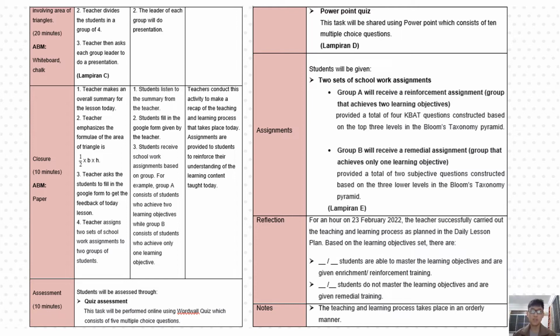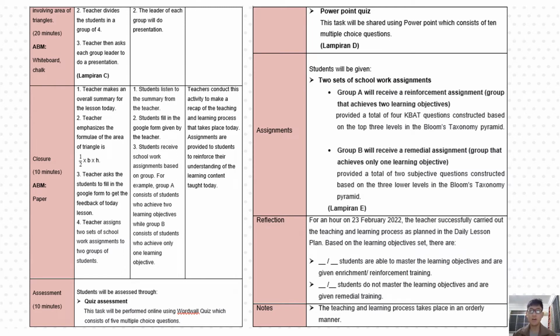The first one is quiz assessment. For the quiz assessment, the task will be performed online by using Wordwall quiz, which consists of 5 multiple choice questions. For the second assessment, I am using PowerPoint quiz. This task will be shared by using PowerPoint, which consists of 10 multiple choice questions. For these 2 assessments, I have put them in Lampiran D.